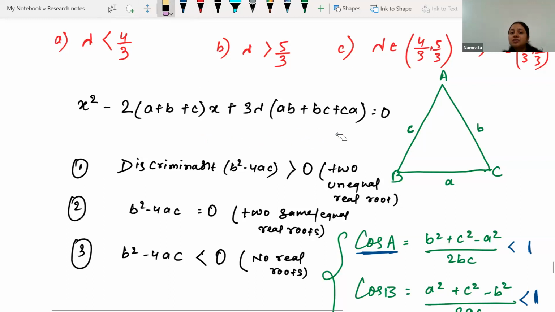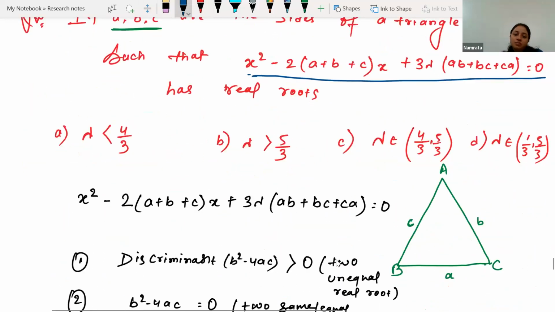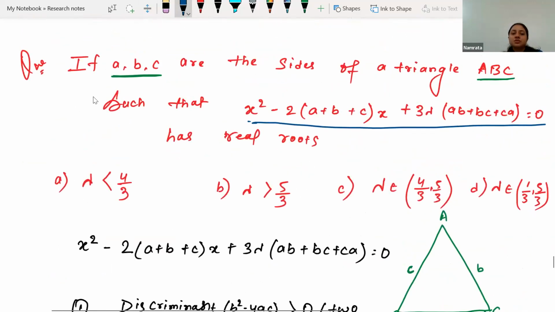What's the need of using it over here? Till now we were so comfortably using the concept of the sum of the roots and the product of the roots, so all of a sudden how come we started using these rules? If you go through the question, it says such that this equation has real roots. Whenever any quadratic equation is talking about real roots, imaginary roots or same roots, these are the three formulas we need to use.